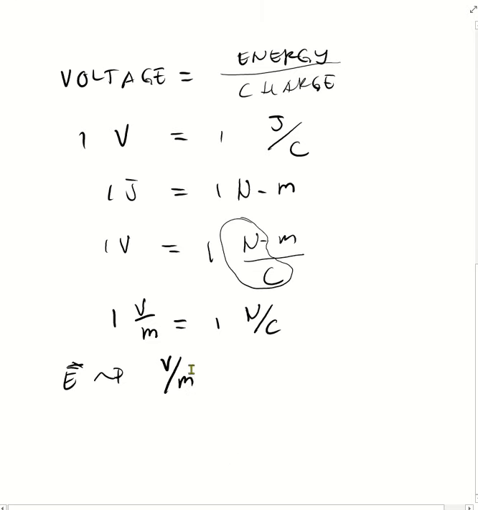Now, from this, we can derive another concept because this is volt per meter. If we multiply the distance to that electric field intensity, so we multiply it with meter, we will get the unit volt. And that voltage, we call it the electrostatic potential.